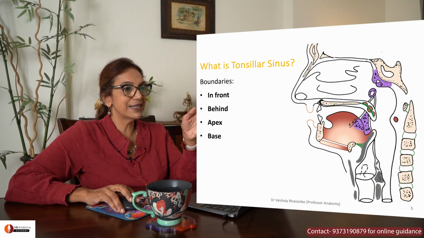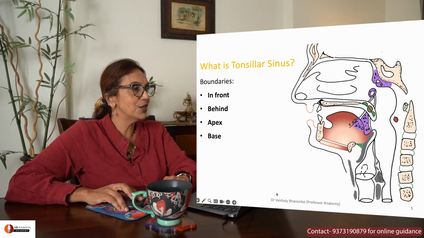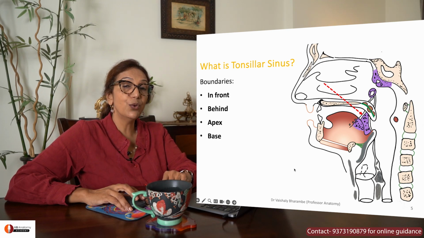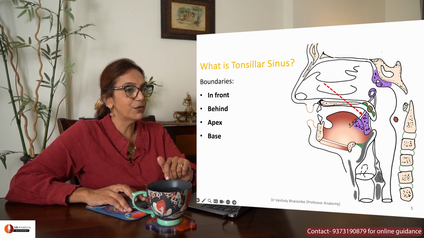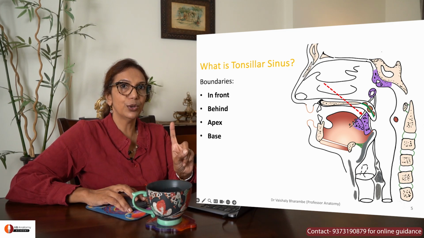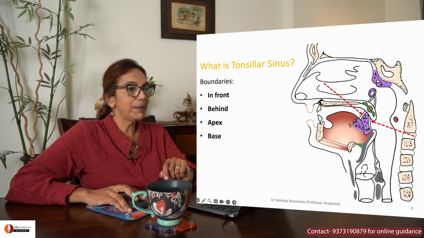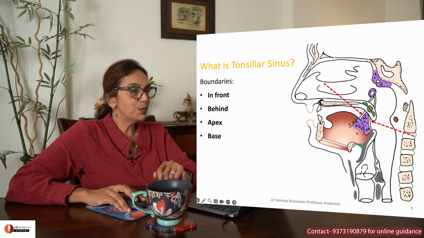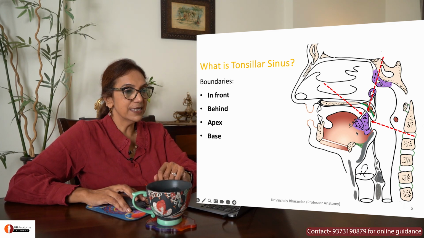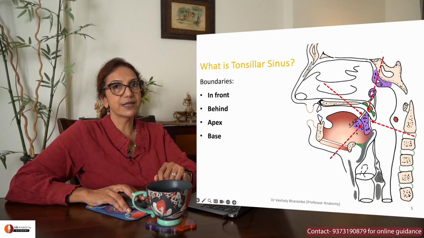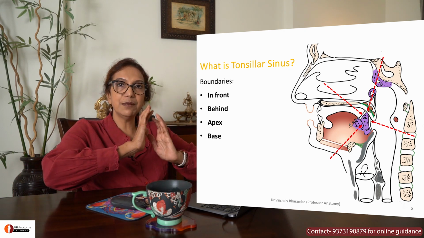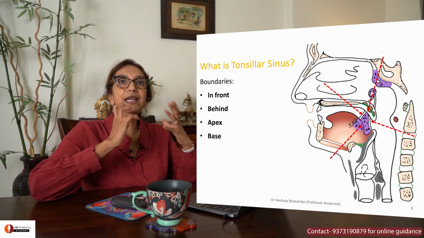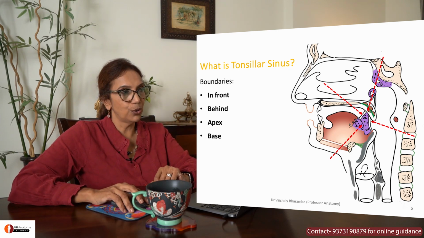Take a look. Now, this is a sagittal section through the head neck region. In front, the tonsillar sinus is bound by a fold called the palatoglossal fold, from palate to the tongue. Posteriorly, the palatopharyngeal fold, from palate to the pharynx. Superiorly bound by the soft palate, inferiorly bound by the dorsum of the tongue. This space bound by these structures is called the tonsillar sinus and it houses your palatine tonsil.